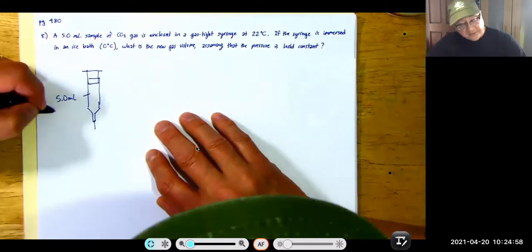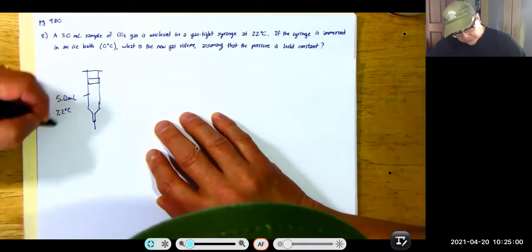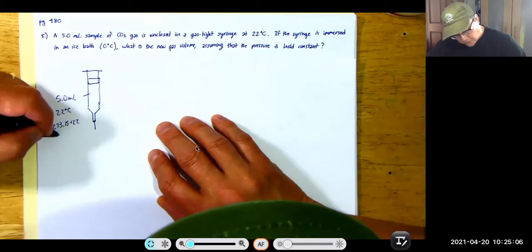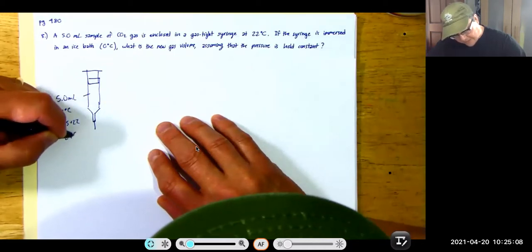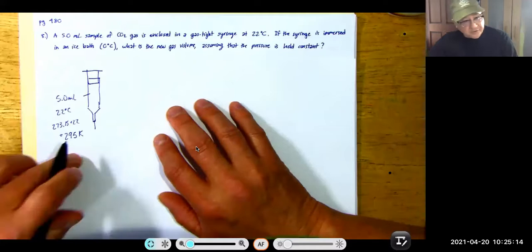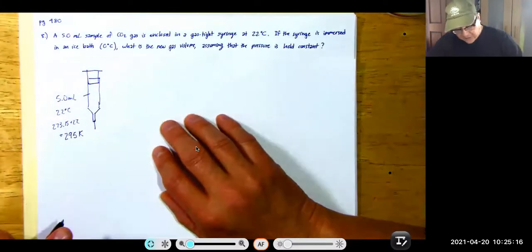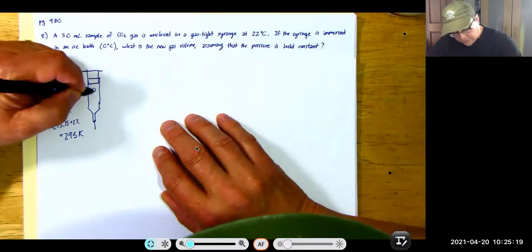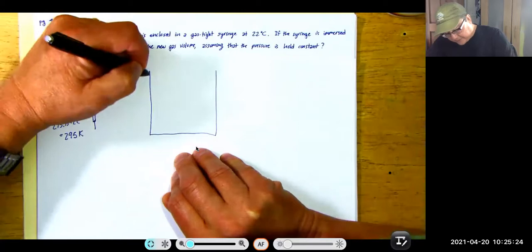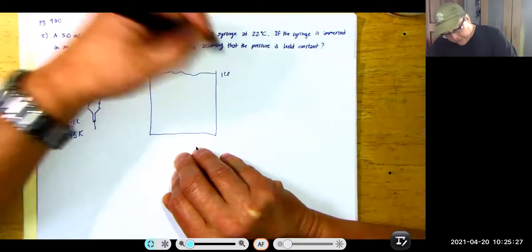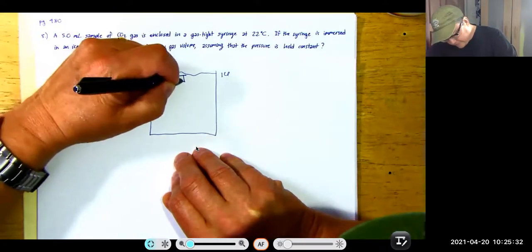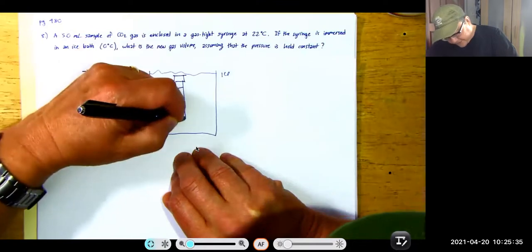And this is at 22 degrees Celsius, which is really 273.15 plus 22, or 295 K. Whenever you use these gas problems, it needs to be K for the temperature. It does not work with degrees Celsius. Okay, so here's our CO2. We're going to take this syringe and put it into some ice. And so now our syringe is in the ice.